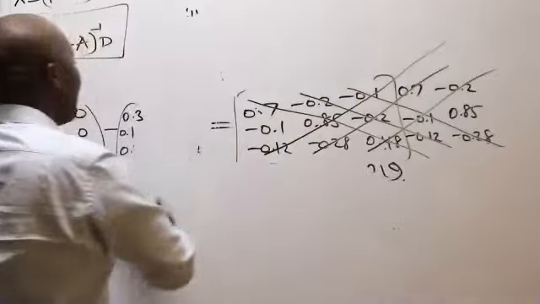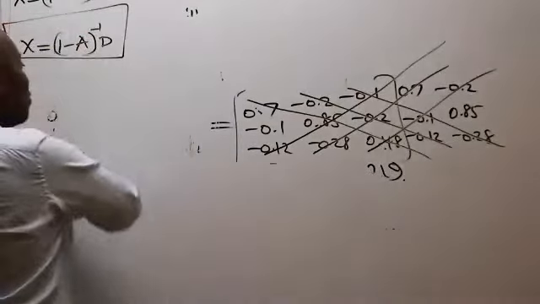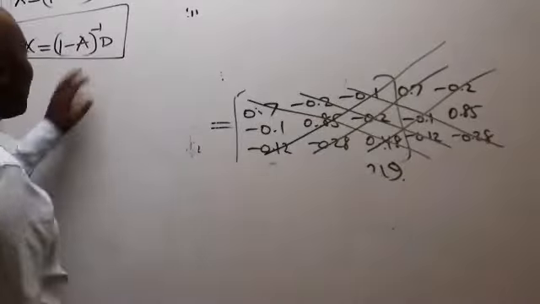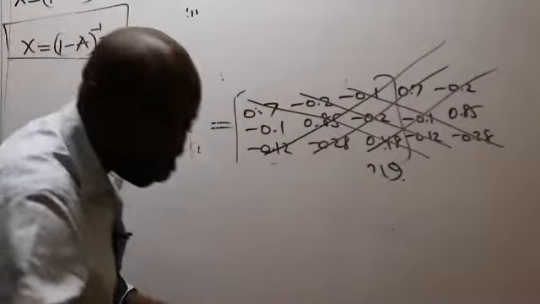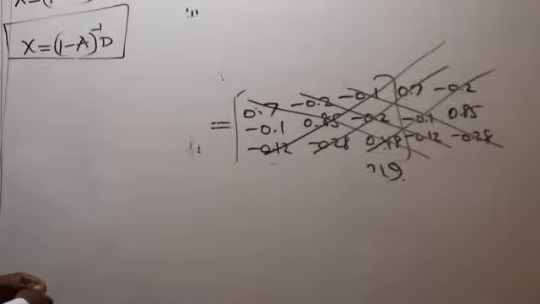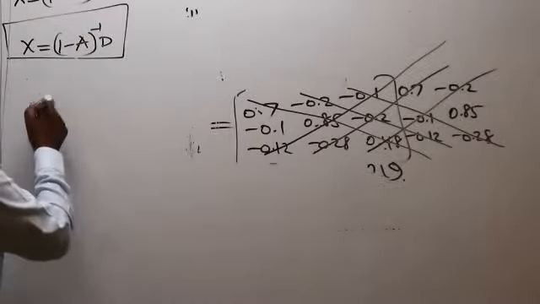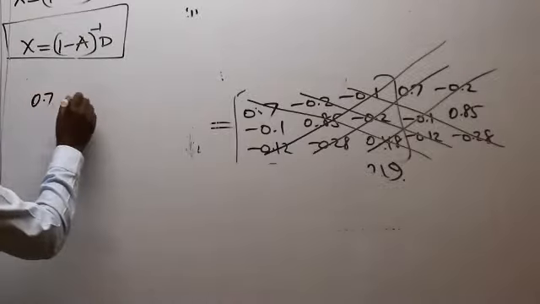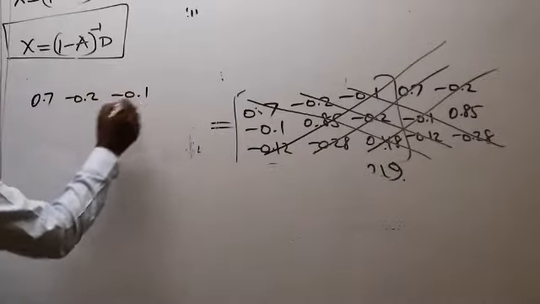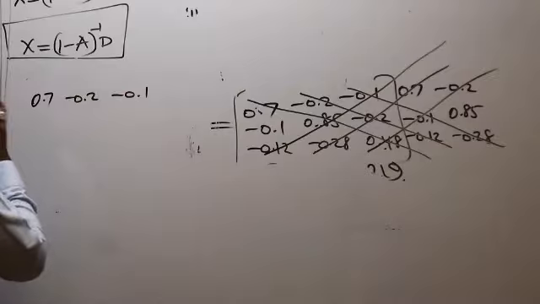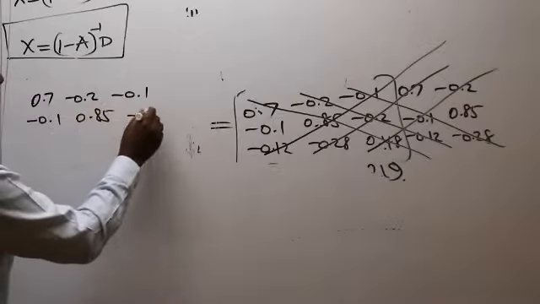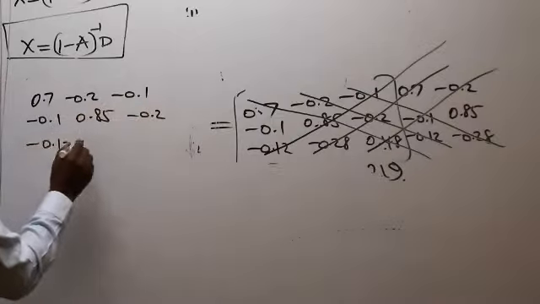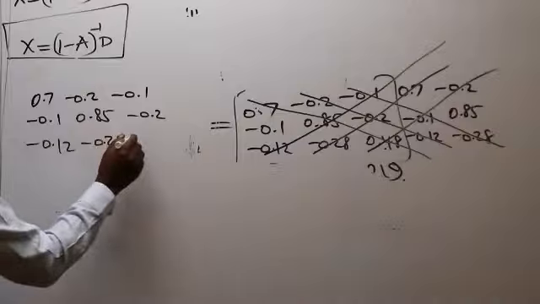So, ladies and gentlemen, remember, which matrix do you want to inverse? We want to inverse I minus A. This matrix is the one we want to inverse. So to inverse it, I've been able to get its determinant. Now I want to get the minor elements. So the minor elements, what am I going to do to get the minor elements? To get the minor elements, minus 0.1, 0.85, minus 0.2, minus 0.12, minus 0.28, 0.